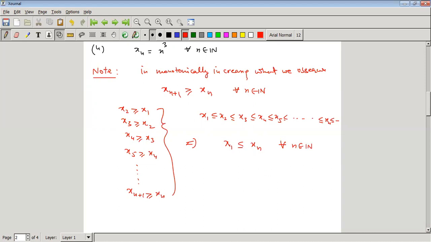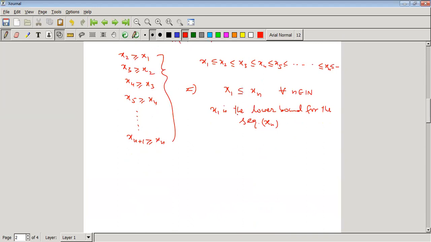If all the terms of the sequence are greater than or equal to some real number, then we call that number a lower bound of the sequence. Therefore, here x1 is the lower bound for the sequence xn. So if x1 is a lower bound, this implies the sequence xn is bounded below. And what is this sequence? This is a monotonically increasing sequence.